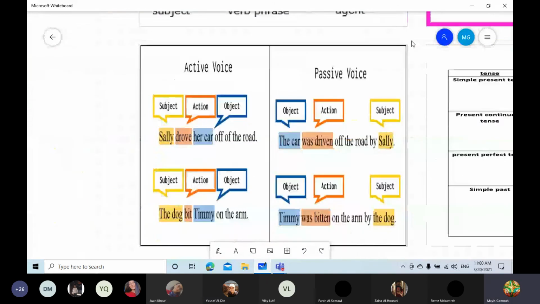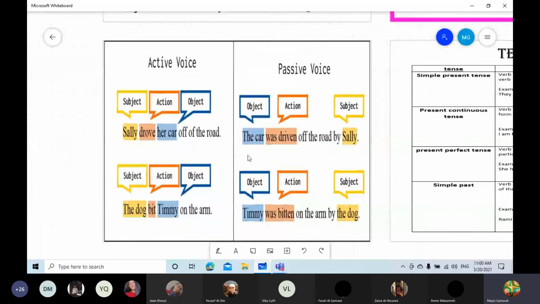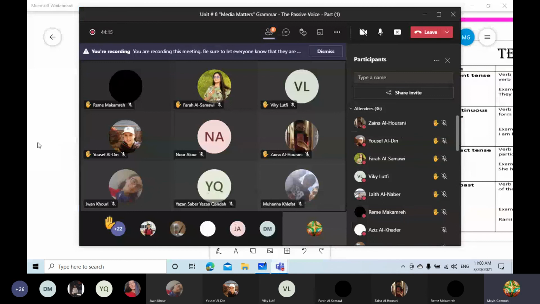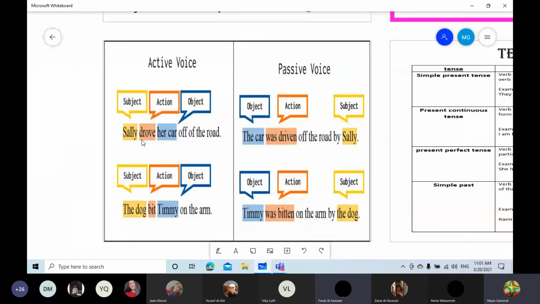So now we have two more examples in here, and I would like a student to read the active, okay, and then the passive and explain it for me, and another student to read the other sentence in here. So we will start with Farah. Can you please read the first one, and Layth, you will explain for me the second one. Sally drove her car off the road. The car was driven off the road by Sally.